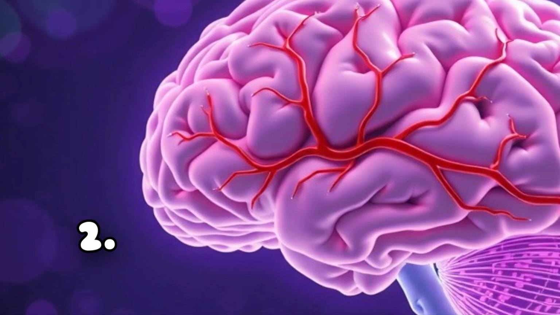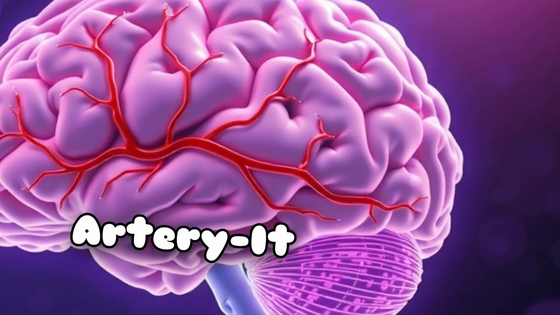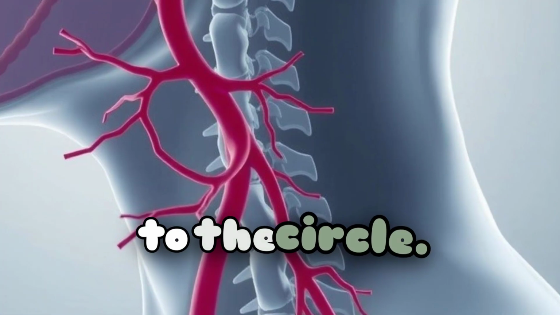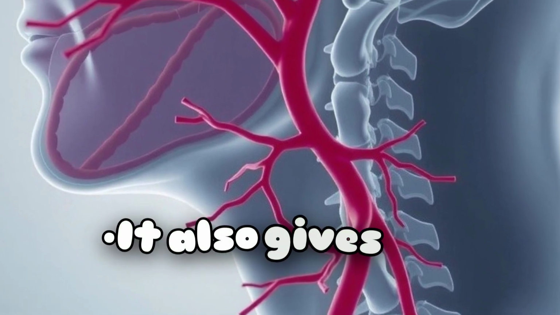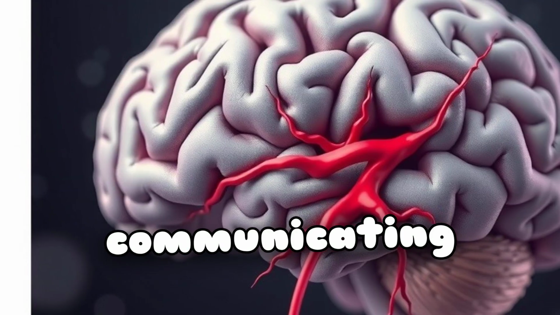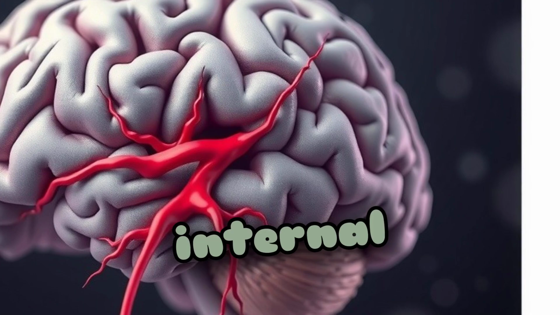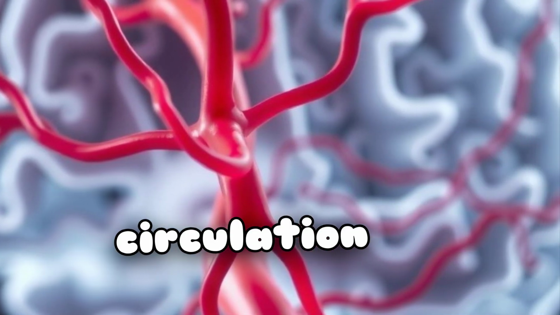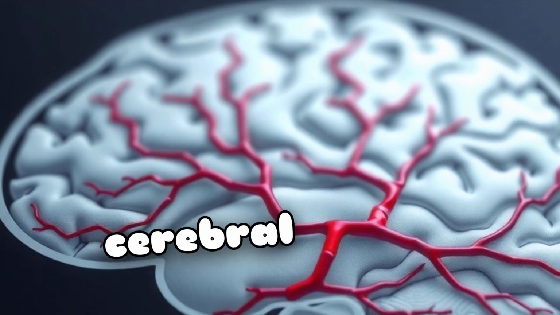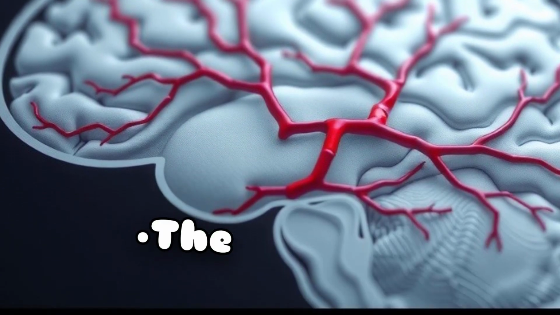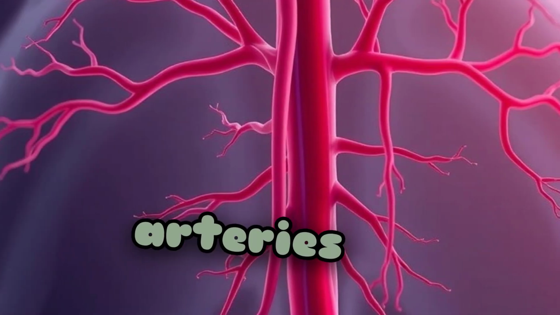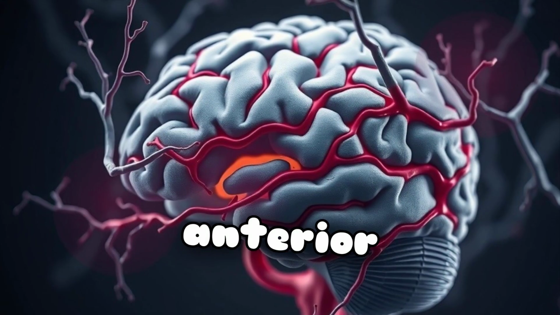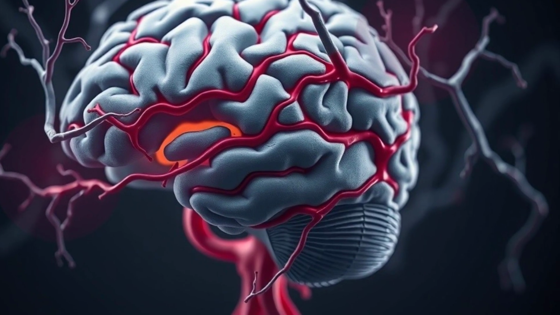2. Middle cerebral artery. It does not contribute to the circle. The internal carotid artery also gives off the posterior communicating artery, which connects the internal carotid artery to the posterior circulation via the posterior cerebral artery. The left and right anterior cerebral arteries are connected by the anterior communicating artery.